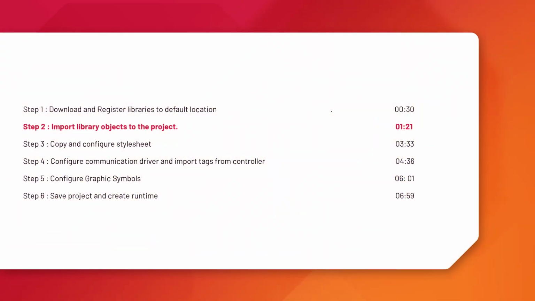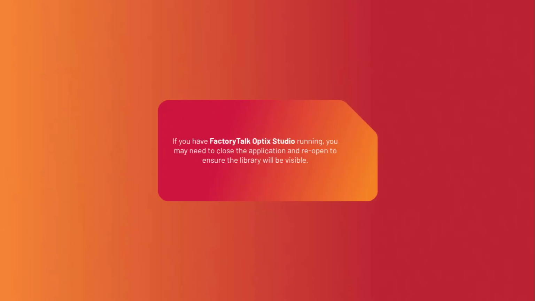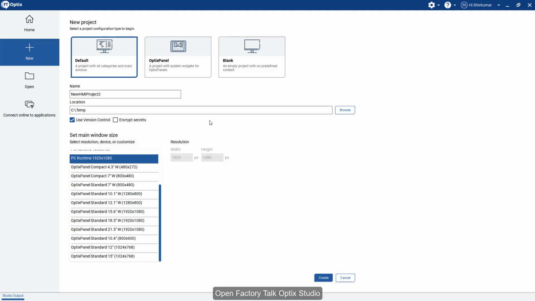Step 2. Import library objects to the FactoryTalk Optix project. Open an existing project or create a new project in FactoryTalk Optix Studio. For a new project, enter a project name, select the desired size and click on Create.